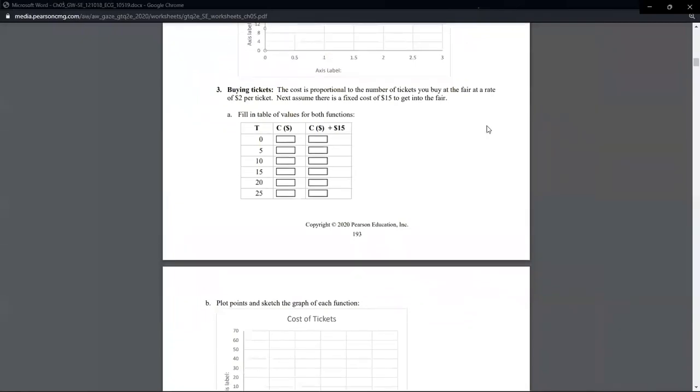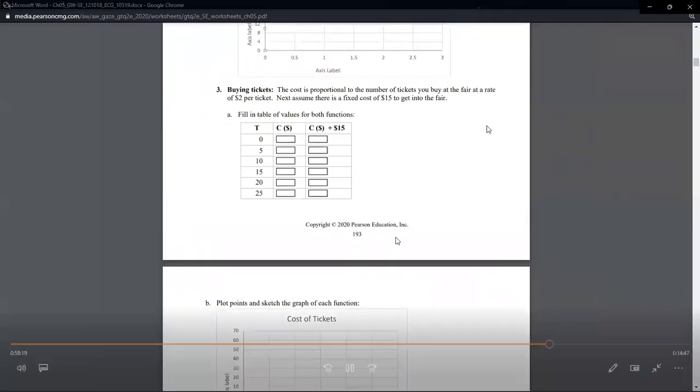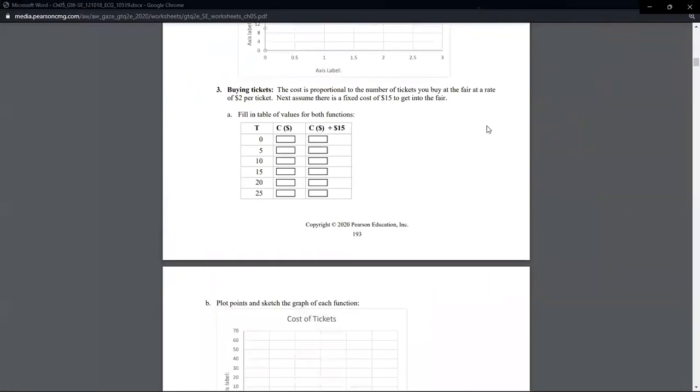The cost, I'm covered, the cost is proportional to the number of tickets you buy at a fair at a rate of $2 per ticket. So maybe it's 3 tickets for one ride, 1 ticket for another ride. We don't need to know all that stuff. We just know it's $2 per ticket. But in addition to that, there's a fixed cost of $15 just to get into the fair.